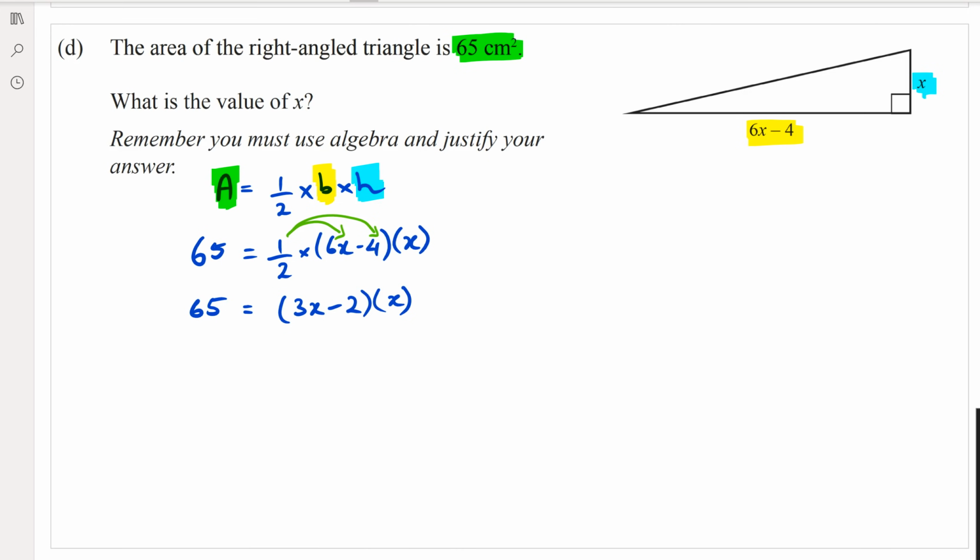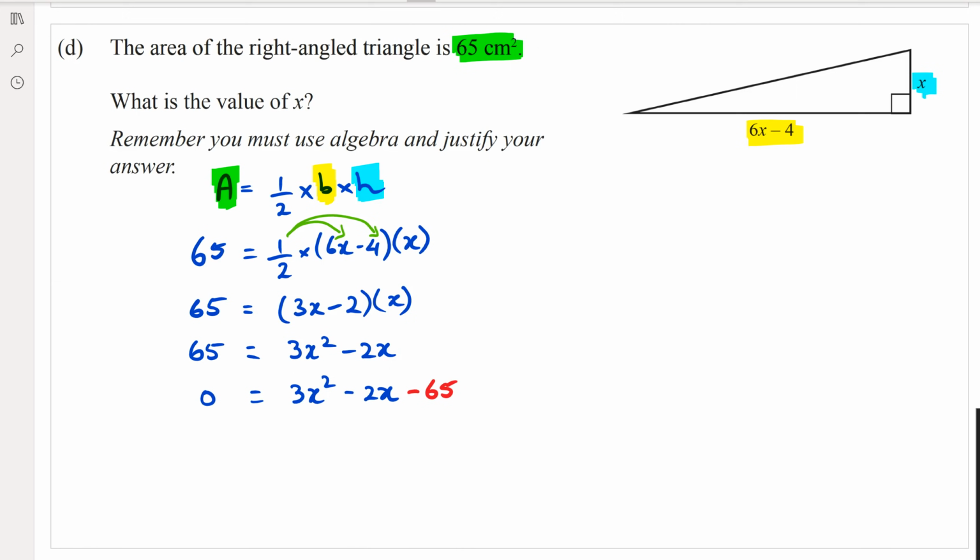So in here, I've got 65 equals this. I'm going to have to expand the quadratic. 3x times x is 3x squared. Negative 2 times x is negative 2x. And of course, I want one of the sides to equal 0. So I'm going to put down 0 is equal to 3x squared minus 2x, and when the 65 comes to the opposite side, it's the opposite symbol. The opposite of positive 65 is minus 65.